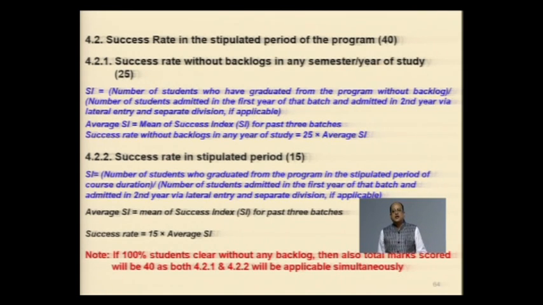And 4.2.2 is for those who, although they had some backlogs, were able to clear the course in the 4 years duration in case of engineering. So there are 15 marks weightage on that. Now there is a note written there. This is based on some of the discussions that took place, about what happens if 100% of the students clear the graduation requirement in minimum time without backlog. So we have said that both will be operational simultaneously and the weightage will be 40. It's not that if 100% clear, the 15 will not be considered. Both will be operational simultaneously and the full 40 marks will be given in this criterion.